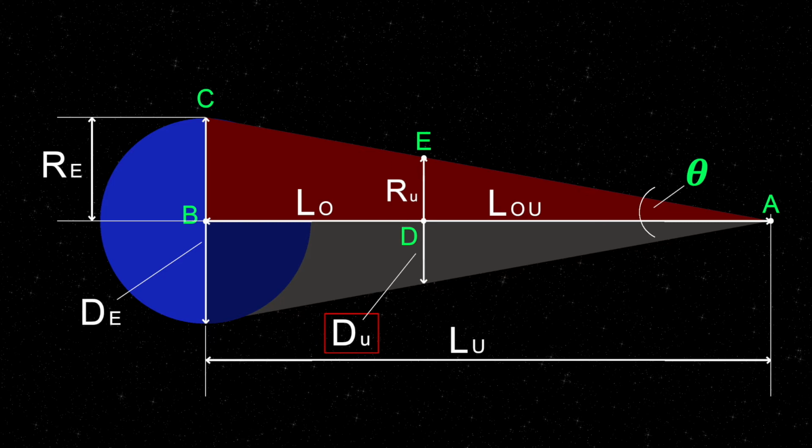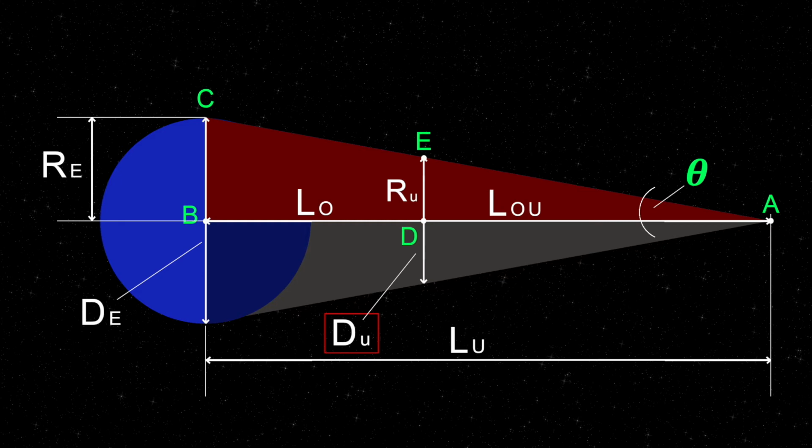Half of that value is the radius of the umbra at that point, labeled R sub U. R sub U forms the opposite side of the smaller triangle. The adjacent side of the triangle is labeled L sub OU, and the angle theta is part of this triangle, as it was with the larger triangle we were working with before.